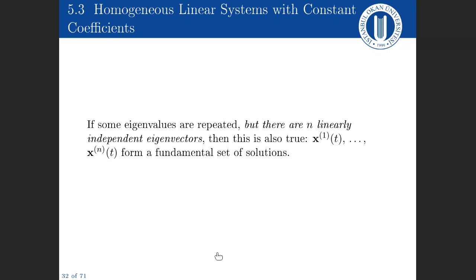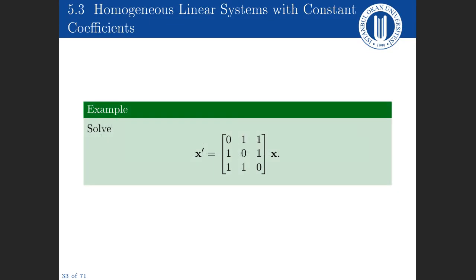If some eigenvalues are repeated, then we might have linearly independent eigenvectors, or we might not have linearly independent eigenvectors. If we do have linearly independent eigenvectors, then this is still true. The solutions, using the way of writing them down as eigenvector multiplied by e to the power eigenvalue t, form a fundamental set of solutions. Let me show you that using this example.